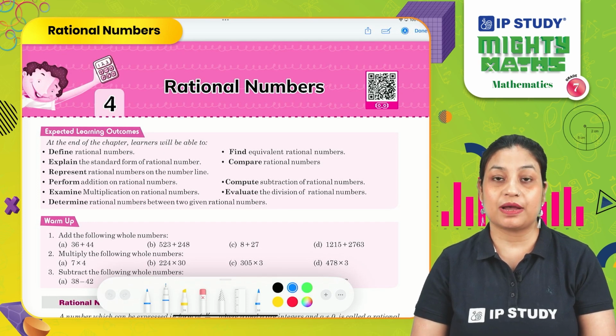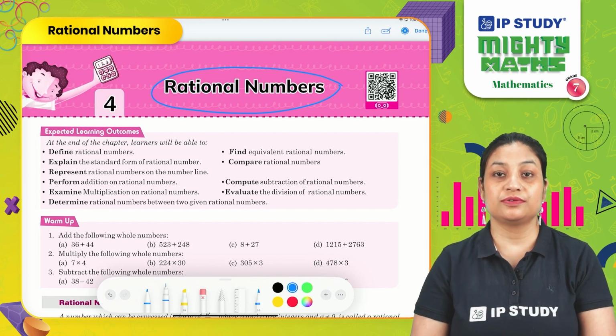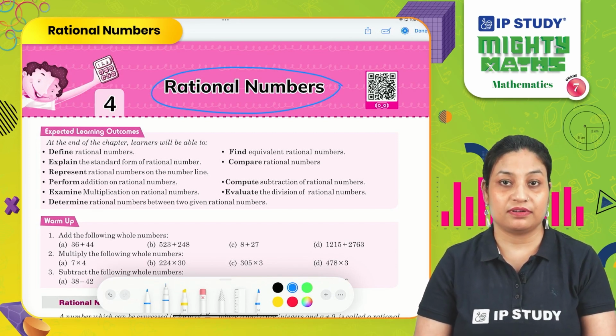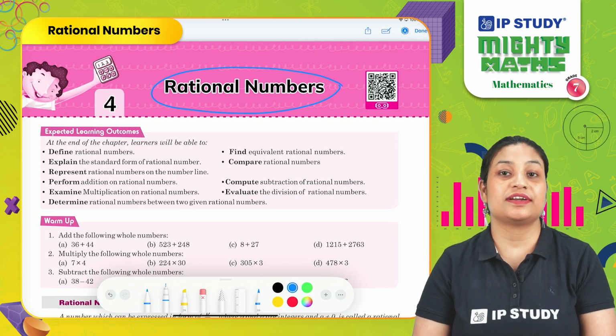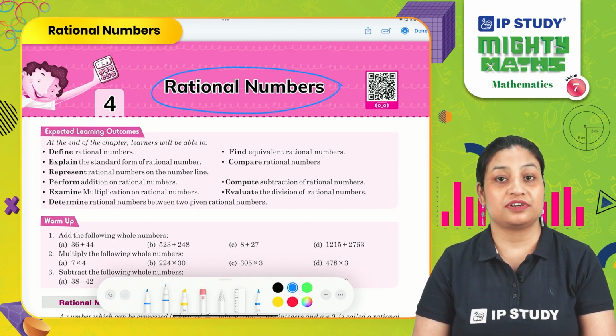Today I am going to take chapter number 4 of grade 7 and the name of the chapter is rational numbers. So here students, let's discuss the topics that we are going to cover in this chapter. First of all, we will see what are rational numbers. Then we will discuss how to represent rational numbers on a number line. Then we will find out how to write the reduced form of a rational number.